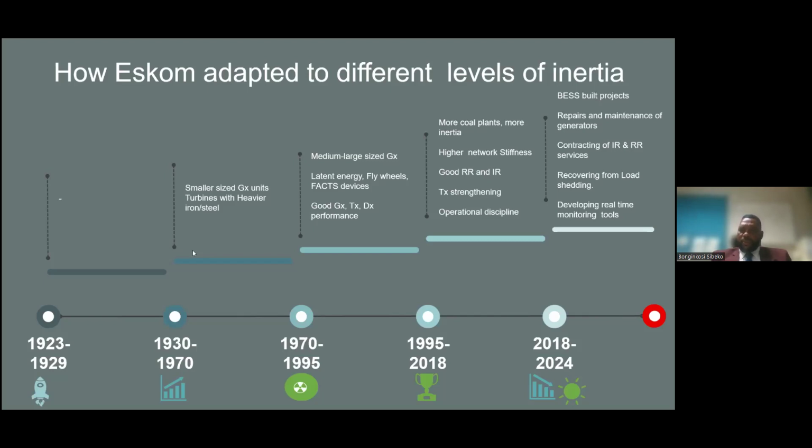Now, how we are mitigating the current challenges. We are building more battery energy storage schemes. We are repairing and doing a lot of maintenance on generators. We are now contracting instantaneous reserves and regulating reserves to IPPs, independent power producers, and also to the load side of things, and then of the network. And we're recovering pretty well from load shedding. I think we went 30 days without shedding in the past few months. Then we are developing the real-time monitoring tool. It's what we're going to discuss later.